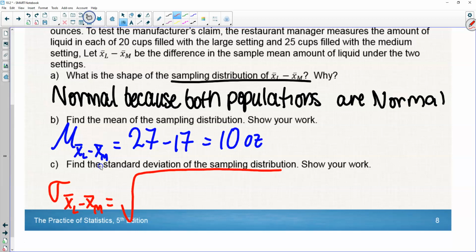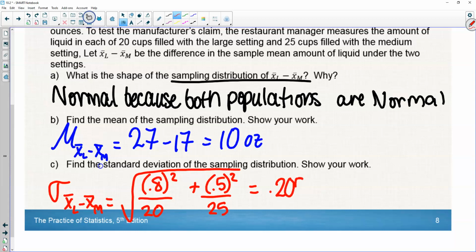So we have the standard deviation of the large was 0.8. We have to square that to make it the variance and divide by our sample size. Same thing, the standard deviation for medium is 0.5, so we square that and divide by its sample size. Then we add them together and take the square root of the whole thing to get back to standard deviation, which is 0.205 ounces.